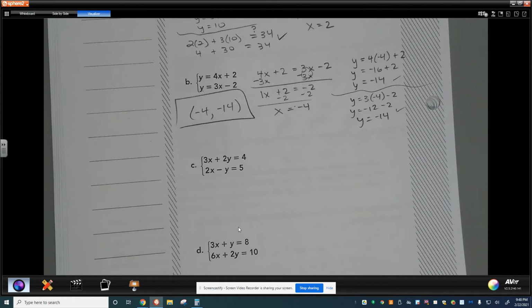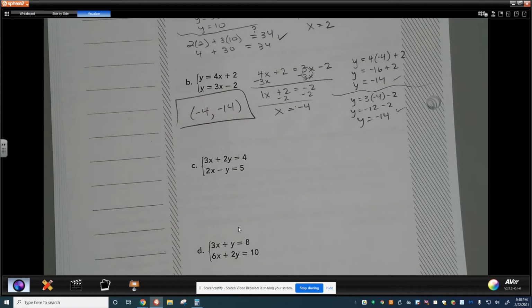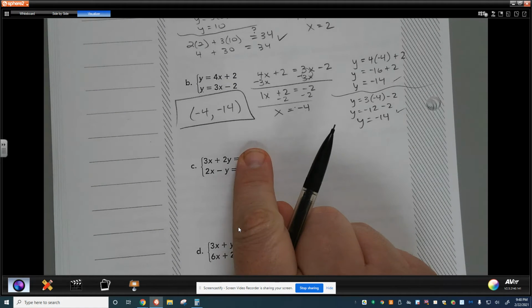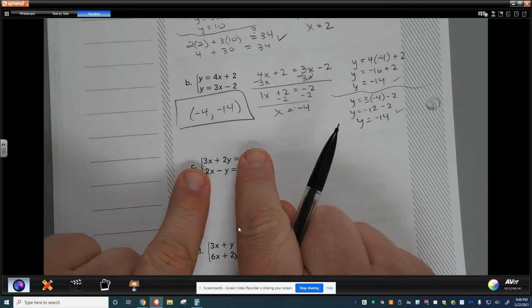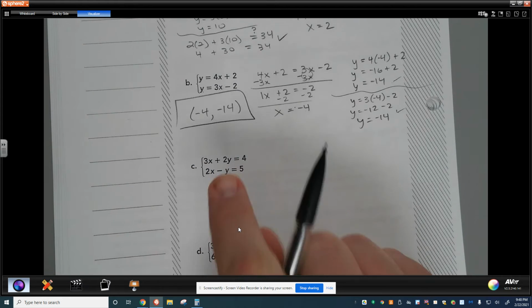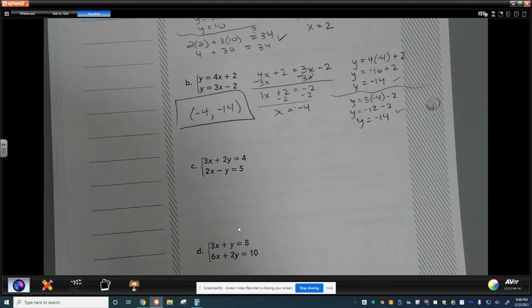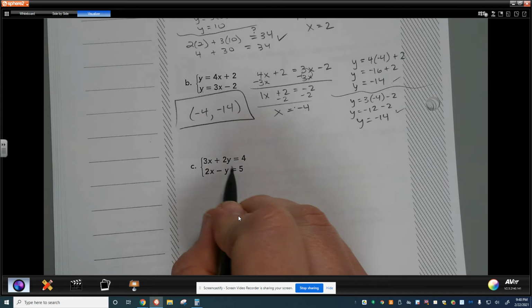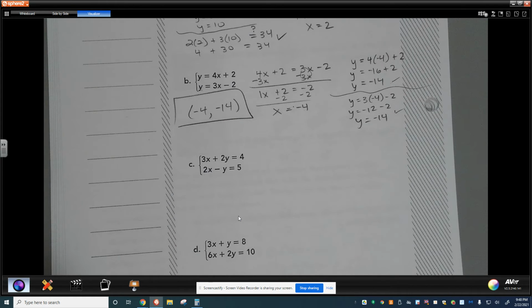Letter C will offer just a little bit more of a challenge. The first thing I want to look at is these first expressions. I see that my expressions are different in the x's and the y's. This tells me there will be one solution. But I also see that I don't have any variables directly by themselves.